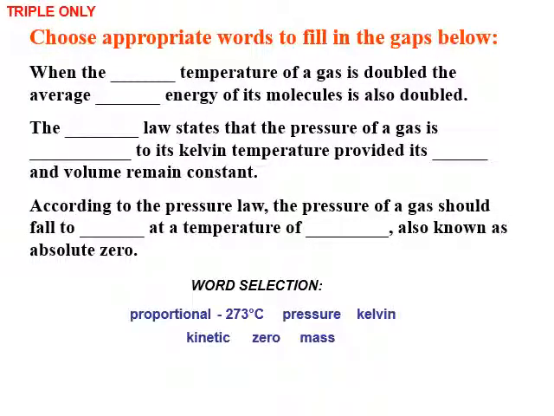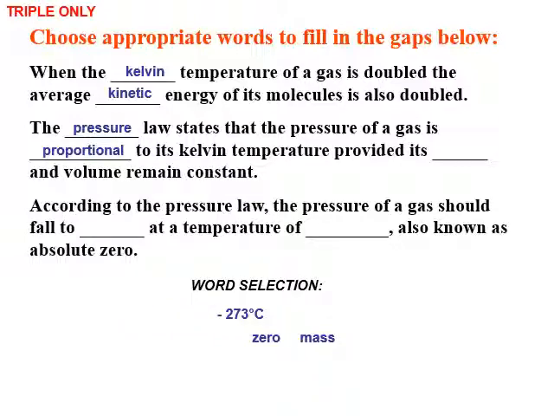So now, to complete this area, before we finish the topic, let's look at choosing the appropriate words. When the Kelvin temperature of a gas is doubled, the average kinetic energy of the molecules is also doubled. The pressure law states that the pressure of a gas is proportional to its Kelvin temperature, provided its mass and volume remain constant. And finally, according to the pressure law, the pressure of the gas should fall to zero at minus 273 degrees Celsius, which is known as absolute zero. There we go.